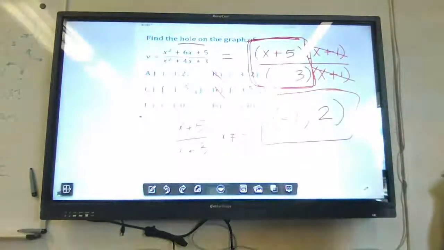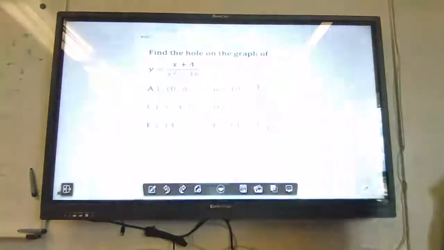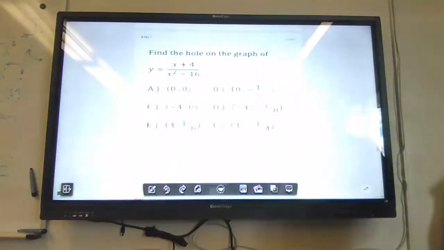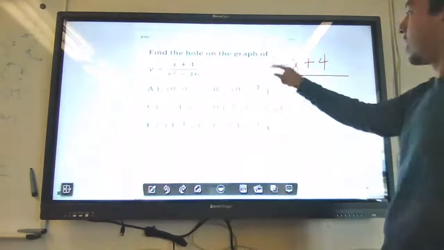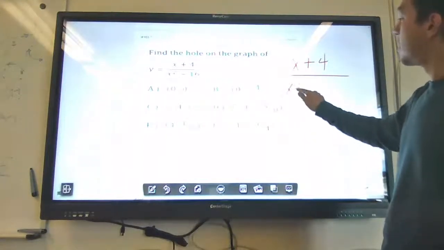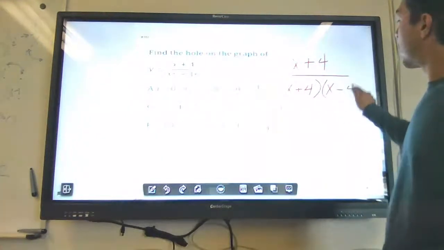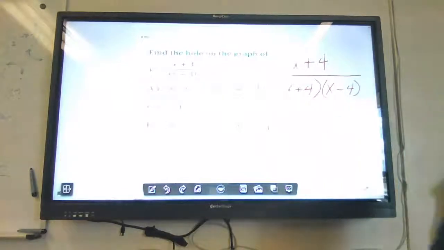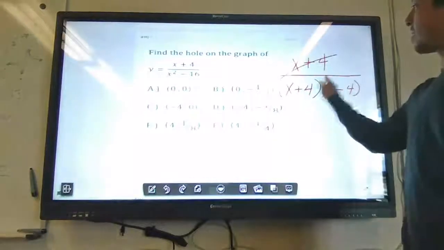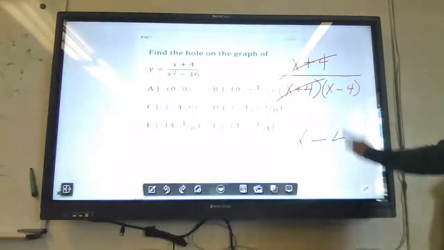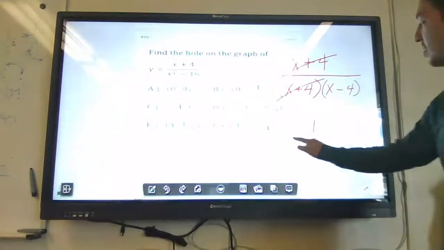All right, so are we okay with that, guys? All right. Find the hole in this graph. Same process. Factor the top. Factor the bottom. Here's another common mistake. This one I understand better, where it's coming from. A lot of people do this. Ready? Again, this is wrong. Be careful. They cross those out and then say, oh, it's x minus 4.